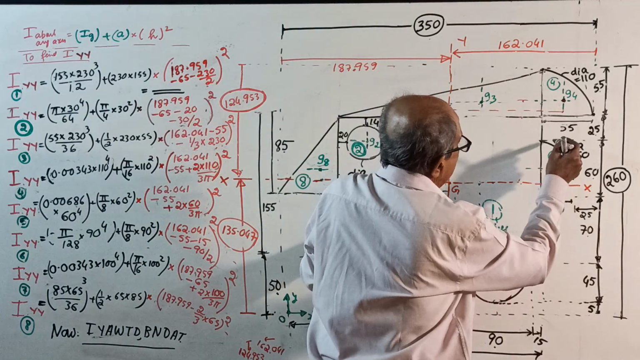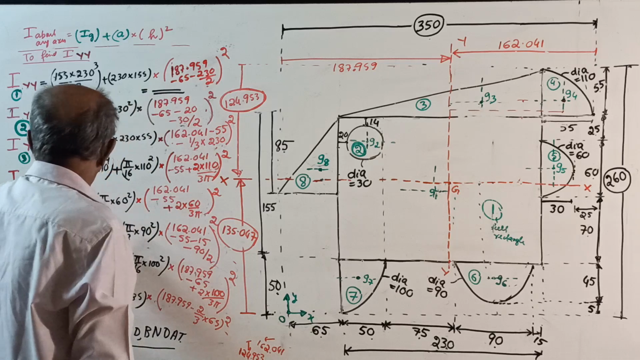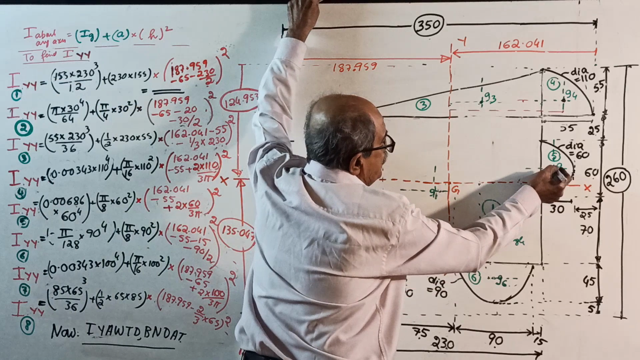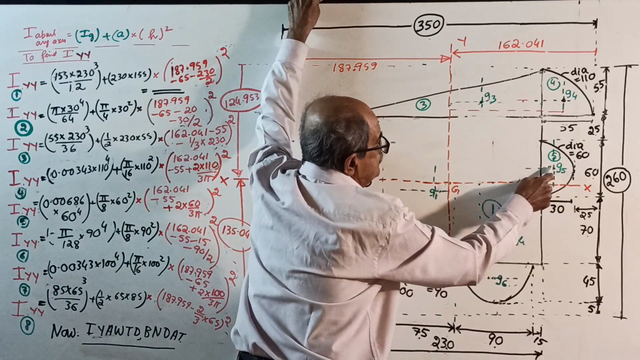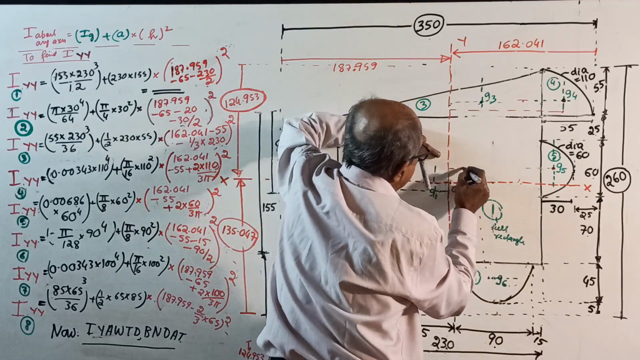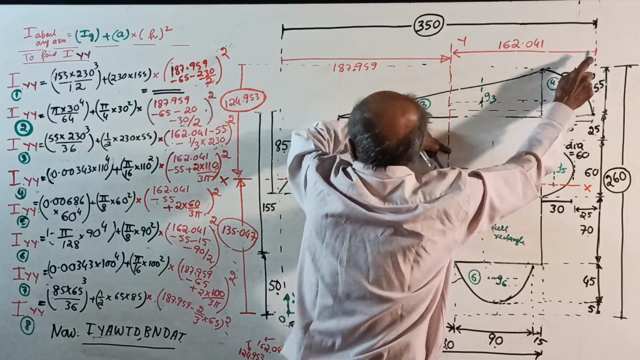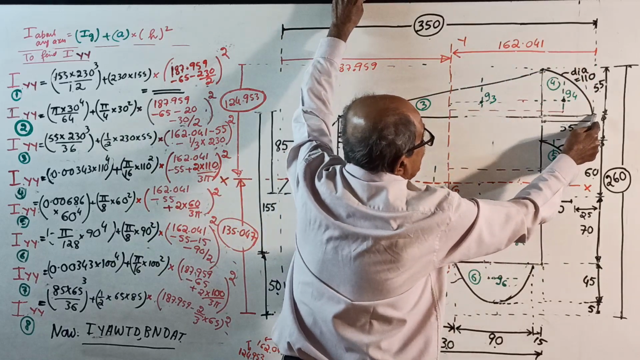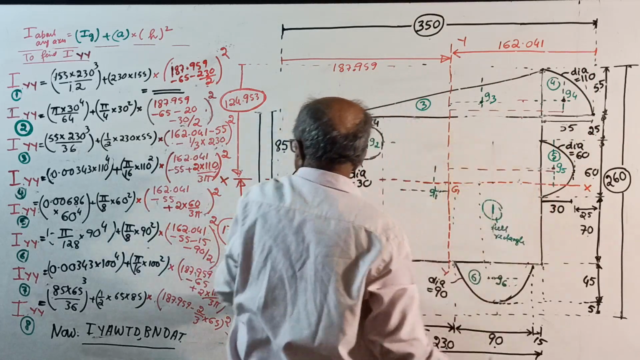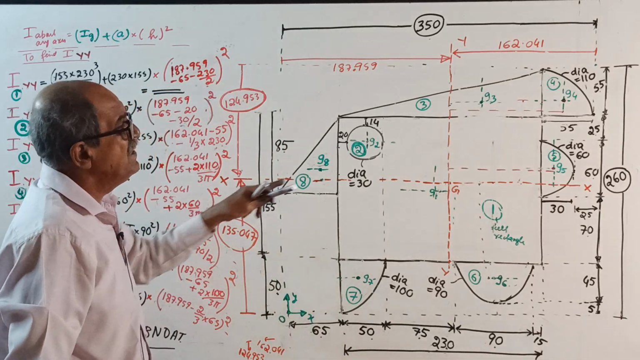Fifth one. I about its own centroidal axis. This is not symmetric, so 0.00686 into diameter power 4 plus area into the distance from centroid to YY. This distance square, see, this distance square is 162.041. Subtract 55, you will get this distance, plus 2d by 3 pi. Fifth one, okay, over. 2d means diameter is there.